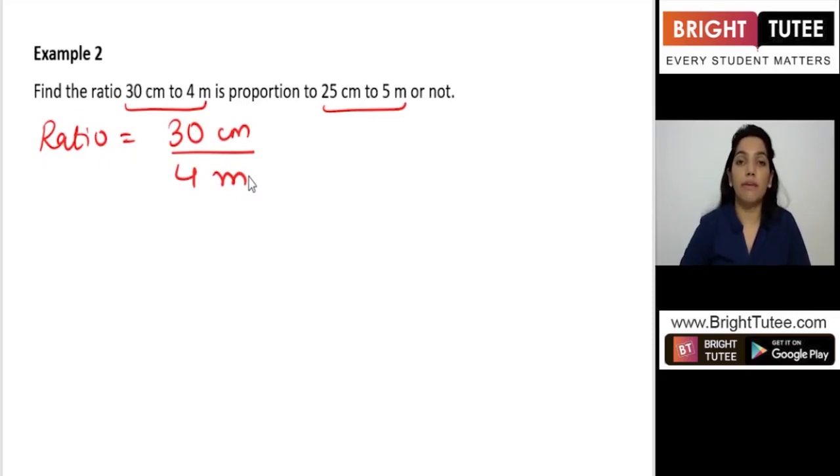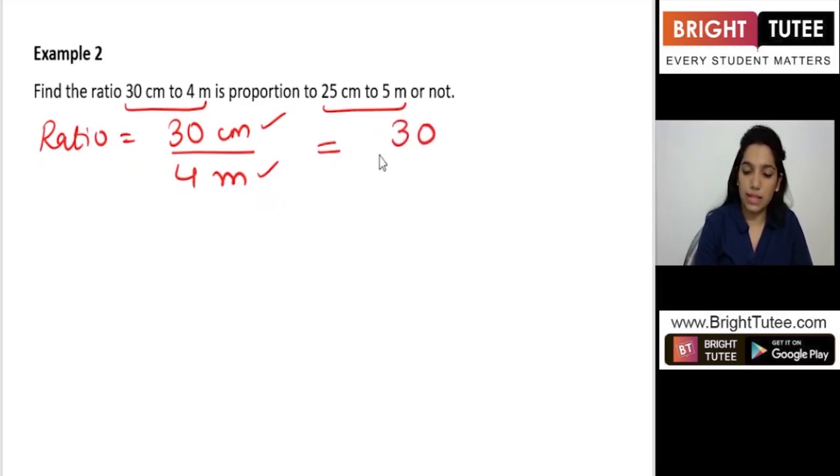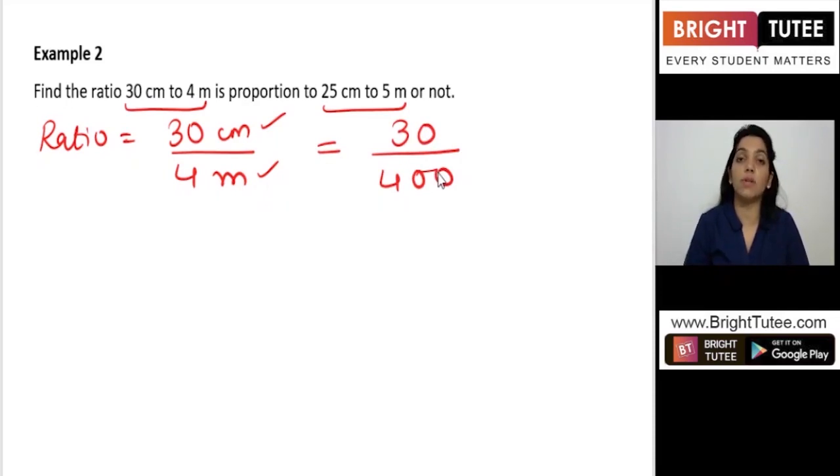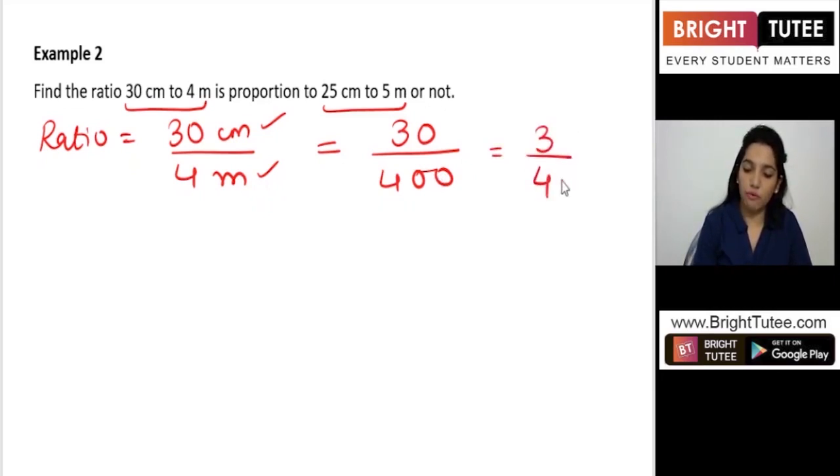Now I want you to be careful whenever you are dealing with ratios or fractions. Always make sure that your units are the same. Because here one is in centimeter and the other is in meters, let us convert 4 meter into centimeter. So we can write this as 30 over 400. I'm not writing the units because in ratios or fractions, we don't write the units. We can simplify this. It will be 3 over 40, or because this is a ratio, we can write 3:40.